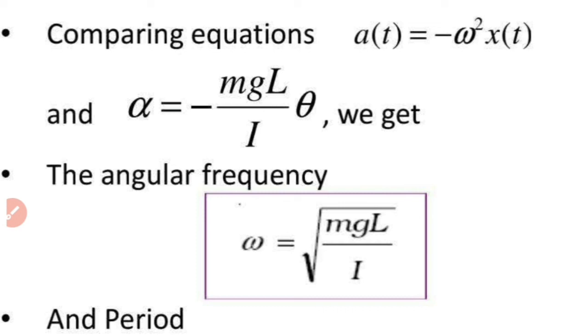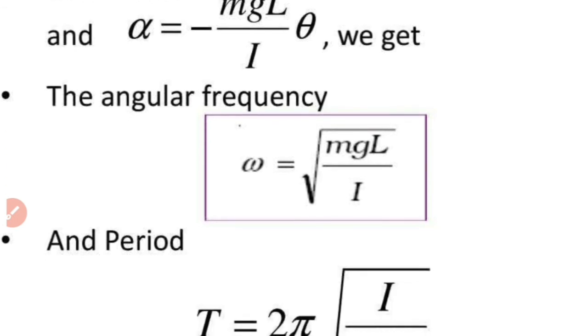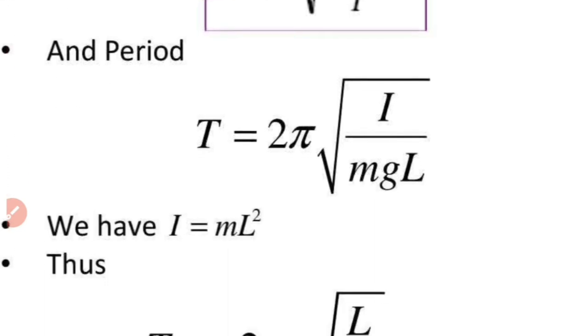Or by direct comparison, we can write omega square equal to mgL by I, or omega equal to square root of mgL by I. So that is the expression for angular frequency. From that we get time period as 2 pi into root I by mgL.